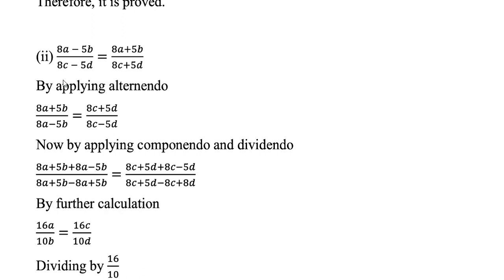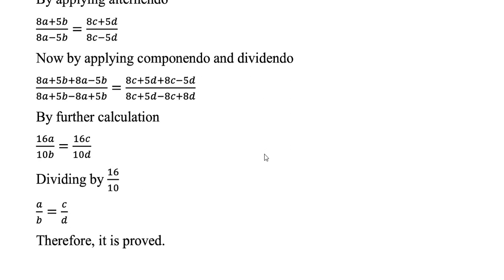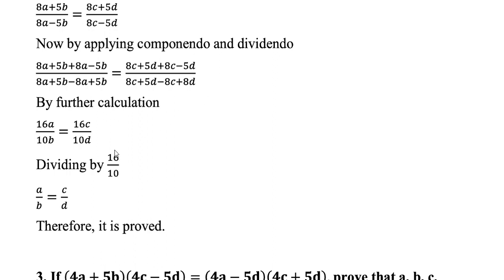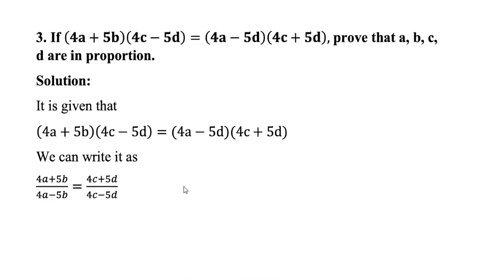So first applying alternando, as we know, alternando will be (8a + 5b) divided by (8a - 5b), so this one divided by this one is equal to (8c + 5d) divided by (8c - 5d). Now applying componendo and dividendo. After a little further calculation, dividing by 16 by 10, you will get a by b is equal to c by d. So it is proved. Come to the next problem.